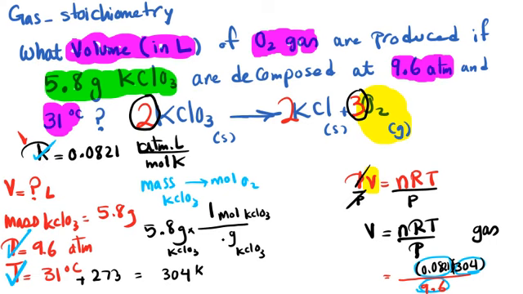So I need to convert grams to moles. 1 mole KClO3, you need to calculate molar mass. So we need to calculate that one: 122.55. Let me use this one. Grams and grams cancel out. So next, I need to convert moles KClO3 to moles oxygen. This number for oxygen is 3, and this number for KClO3 is 2. Moles KClO3 and moles KClO3 cancel out.